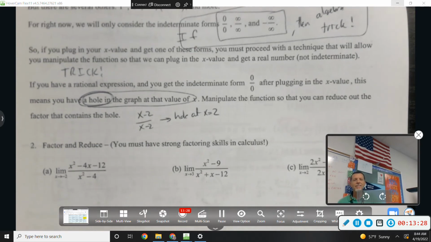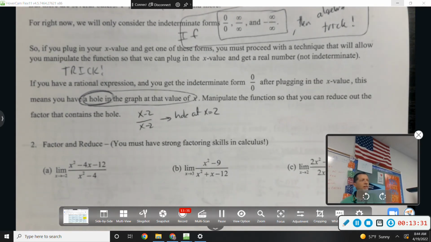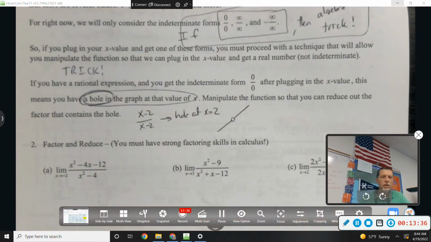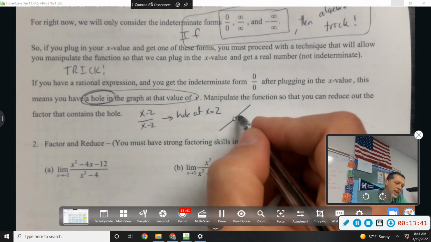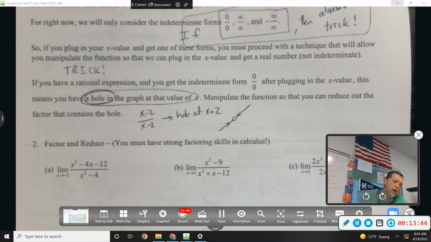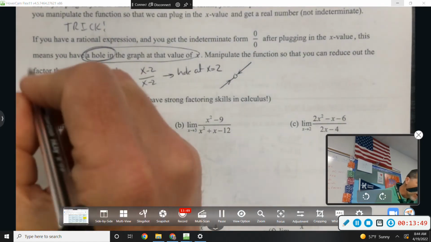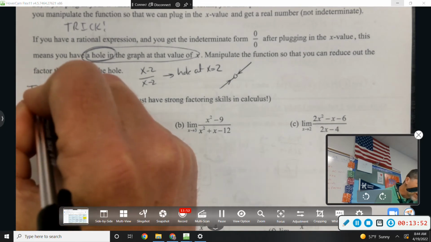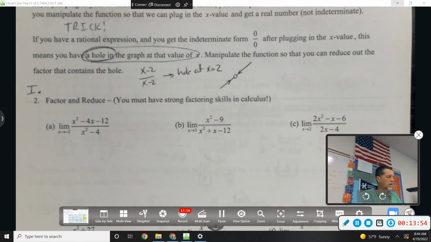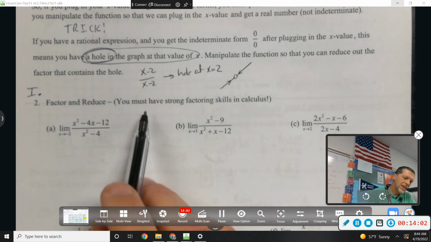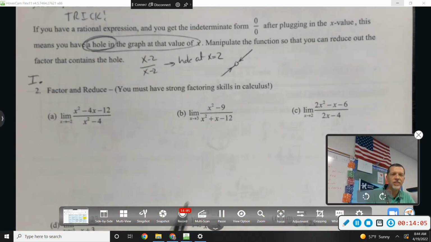Well, it's kind of the same thing. If you get 0 over 0, that means there's a hole there. But holes have limits. So if you can get rid of the hole, then it's not indeterminate anymore. It's whatever that y value is. Our first algebra trick, the only one we're going to talk about today, we'll learn about some more tricks tomorrow, is simplifying fractions, reducing fractions. You must have strong factoring skills in calculus. Yes.